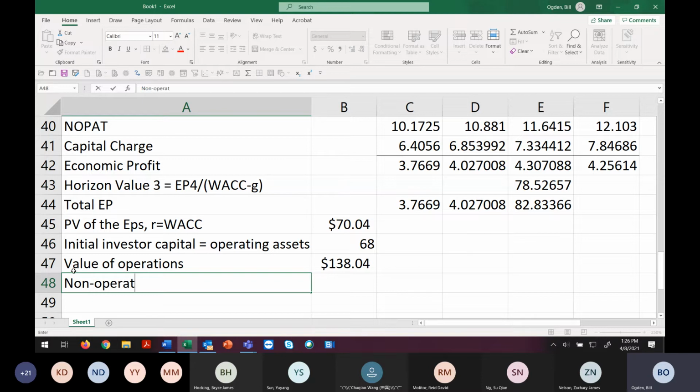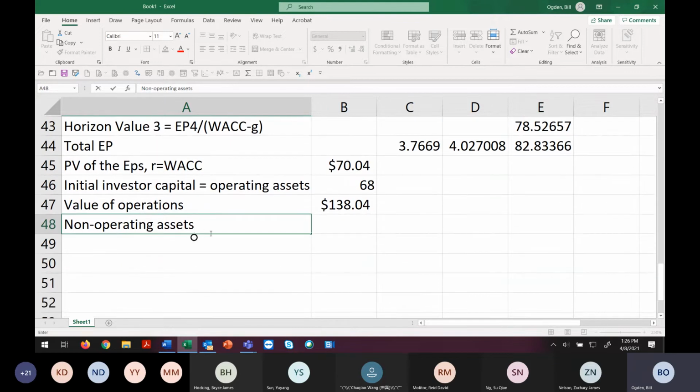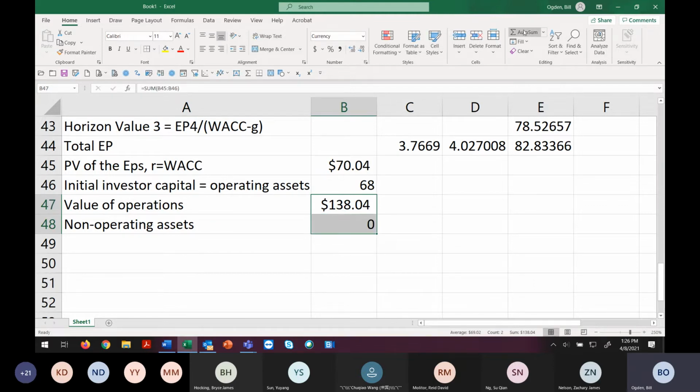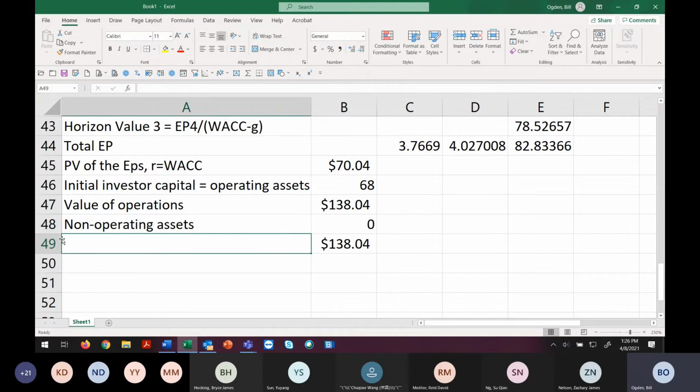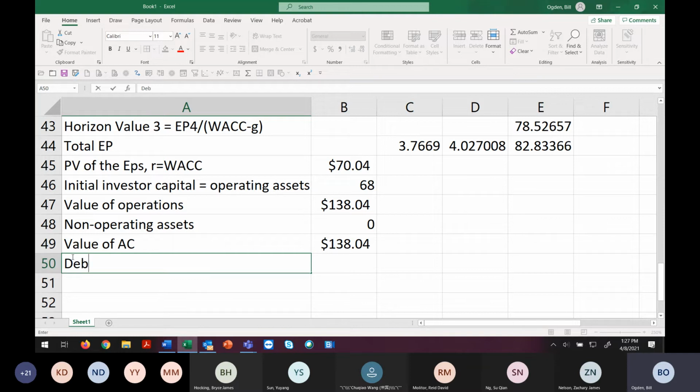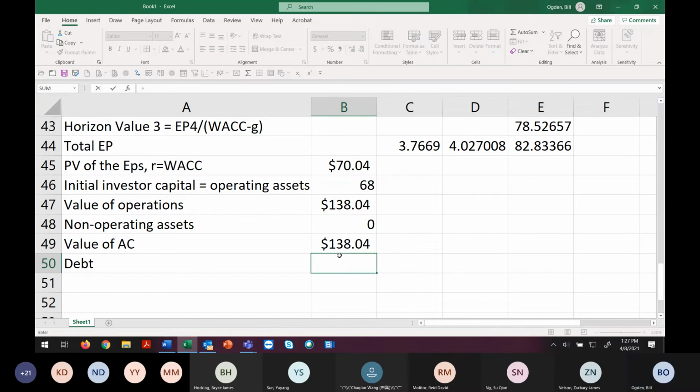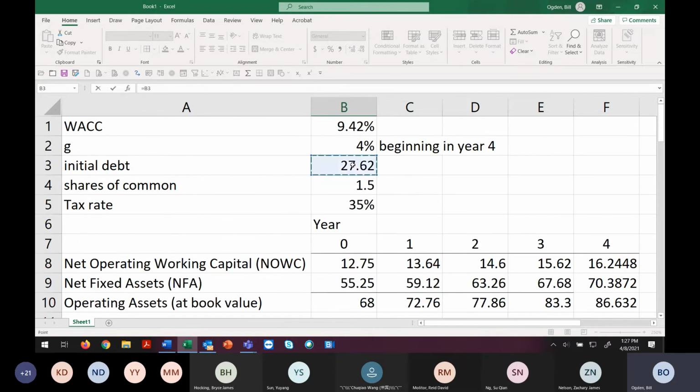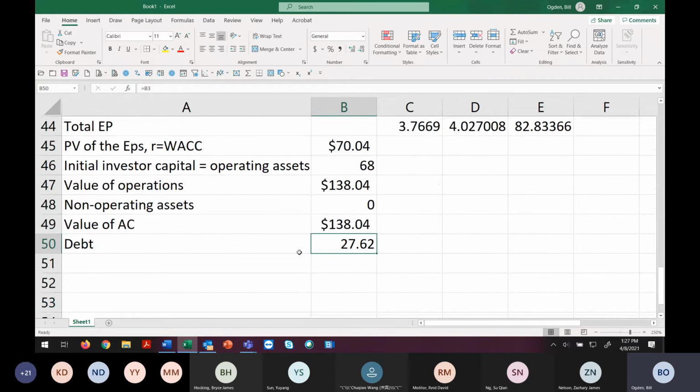Non-operating assets. Okay, that's going to be 0, right? So put a 0 in there. And then we'll add these together, which doesn't change a lot. And now this is the value of the company. And then we will subtract the debt. And we'll get the equity.